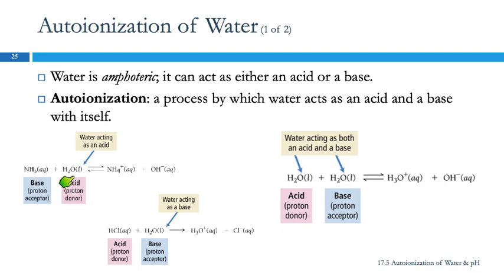So how does that work? Well, here we have water acting as an acid. Here's the base. The base can donate a hydrogen ion to the water, the acid donates a proton to the ammonia, and we get hydroxide. Down here we have water acting as a base, where it's accepting the hydrogen ion. What happens only to a small extent is that two water molecules can get together and one can donate a hydrogen ion to the other one.